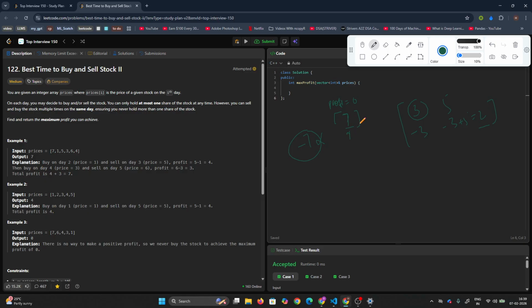So we move on to the next element after that. We cannot sell, and if you try, you cannot sell either because you haven't bought. We could only skip, so our skip will give us maximum profit, which is 0.